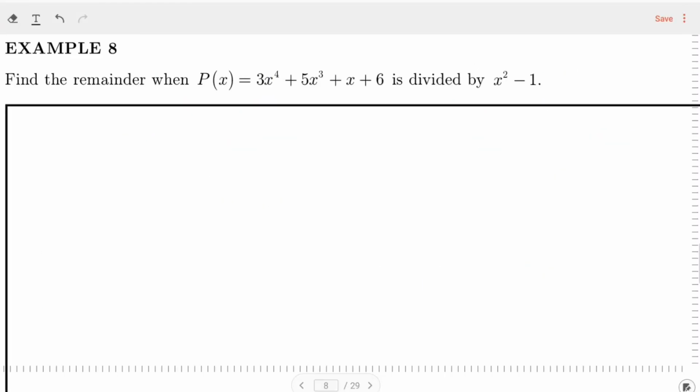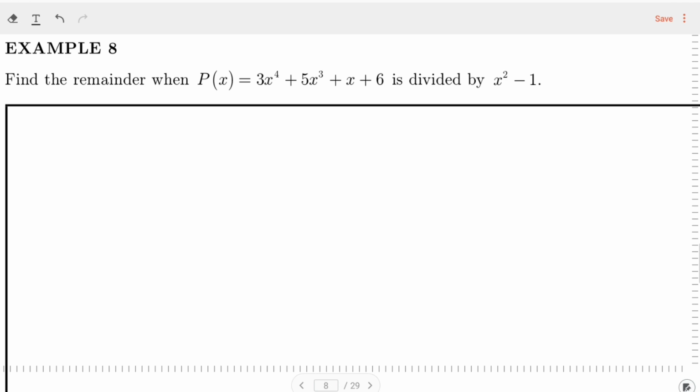Number 8. Find the remainder when polynomial 3x to the power of 4 plus 5x cubed plus x plus 6 is divided by x squared minus 1. So there are two methods of doing this. The first one is by using the long division, and the second one is by using the remainder theorem. I'm going to use the remainder theorem.